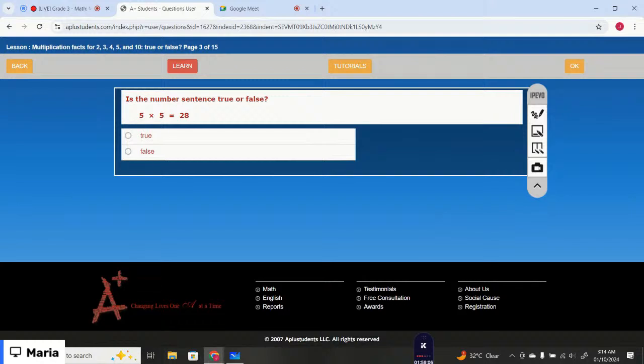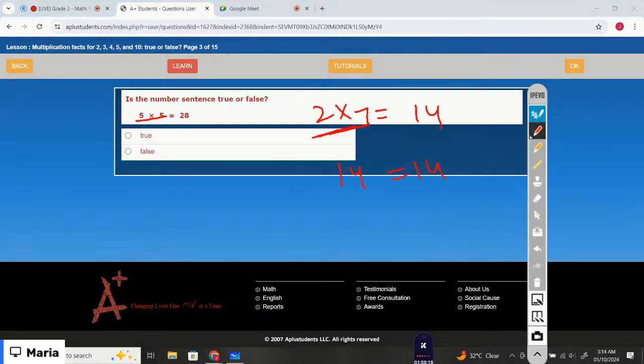Is the number sentence true or false? 5 times 5 equals 28. Is it true or false? So you need to solve both sides, right? You have to do 5 times 5, right? 5 times 5 is 25.